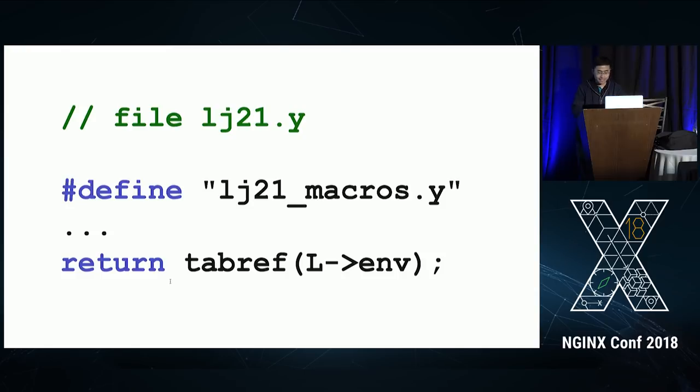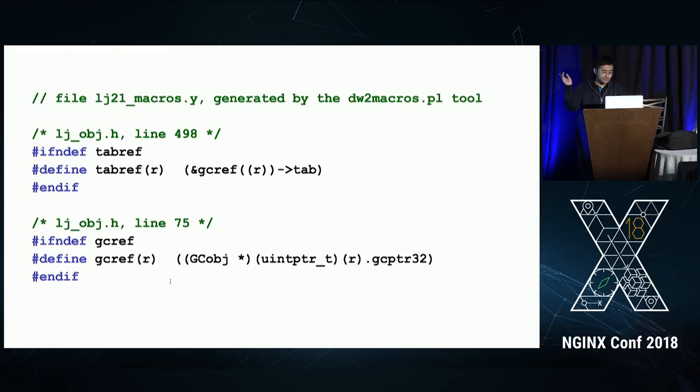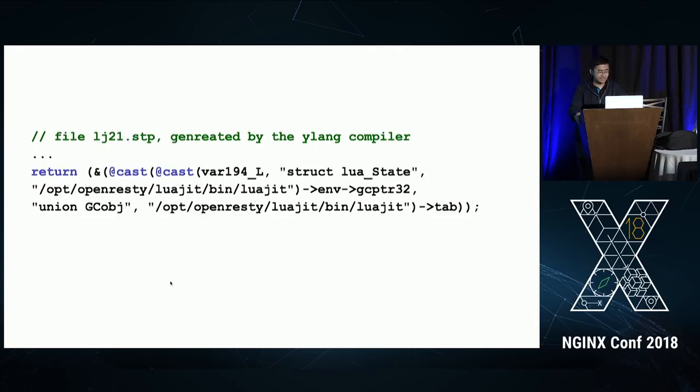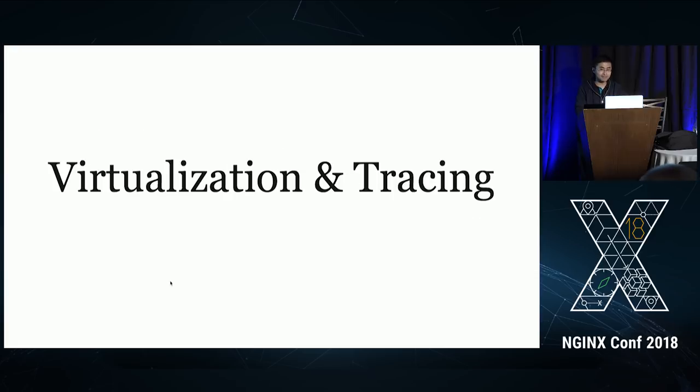For this single line of code, you can generate the macros from the DWARF debug information automatically. This is from LuaJIT. And you can generate this GDB Python code. It's very horrible to write GDB Python by hand. It's crazy. So it should be generated by machines in the first place. And SystemTap is much better, but still crazy. So this is generated SystemTap code. We used to write such code ourselves for years, and it was really driving us nuts. So Y language has been planned for several years. We finally got it implemented.